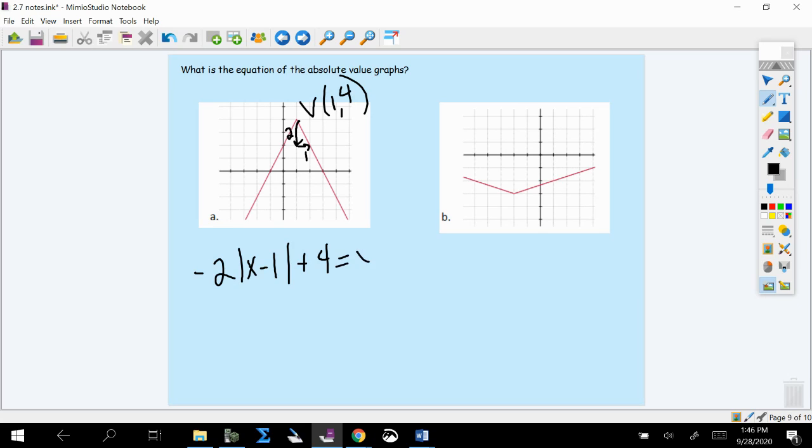So that's going to just equal y, or f of x. Again, it flips, that's why it's negative. It goes right, that's why it's a minus 1. And it goes up, that's why it's a plus 4 at the end.